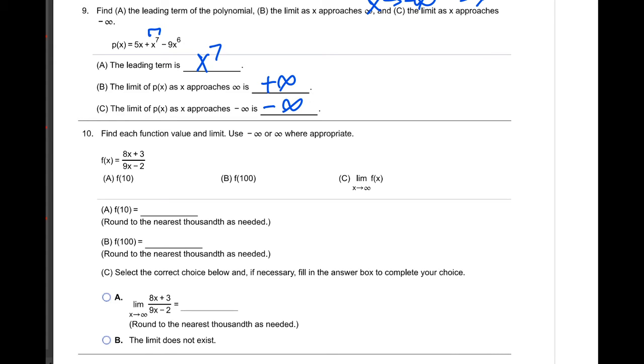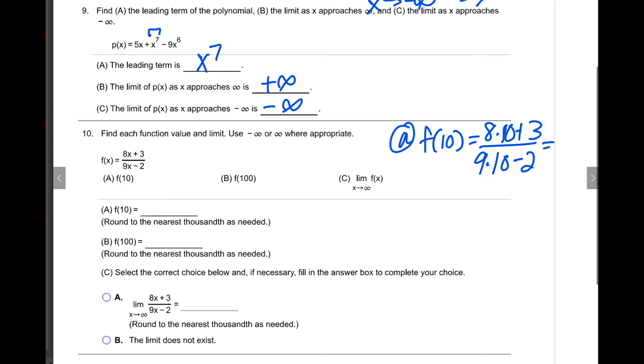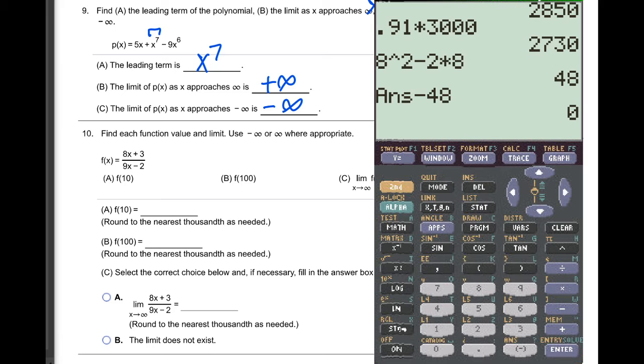Now, we're going to need our calculator for a couple of these. So we have a function (8x + 3)/(9x - 2). F at 10, we're just going to plug in 10. So you get 8 times 10 plus 3, divided by 9 times 10 minus 2. So it looks like 83 divided by 90 minus 2, which would be 88. That doesn't look like it simplifies. Now, if you're ever unsure about whether something simplifies or not, just let your calculator do the work for you.